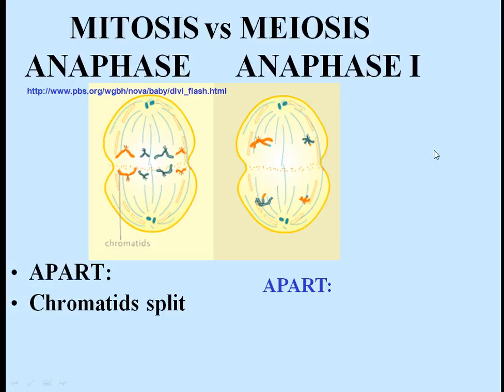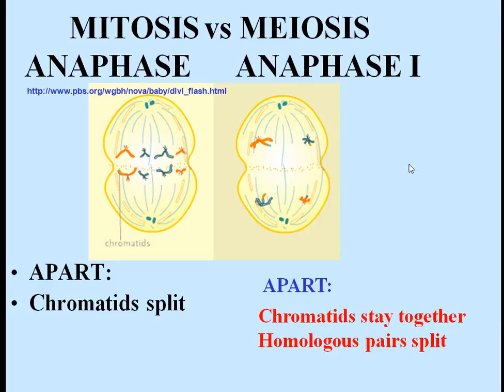And then with anaphase, A for ana, A for apart, in mitosis, the chromatids are going to split, but in anaphase 1 of meiosis, chromatids are going to stay together, but the homologous chromosomes are going to split apart. So you can see that the homologous chromosomes are splitting apart, still containing their chromatids.